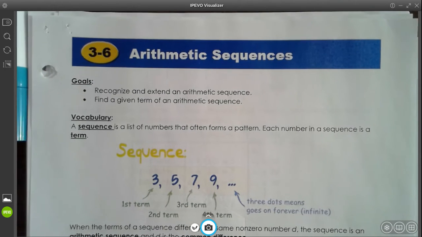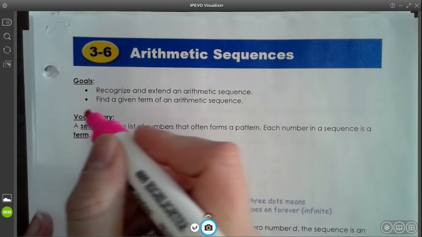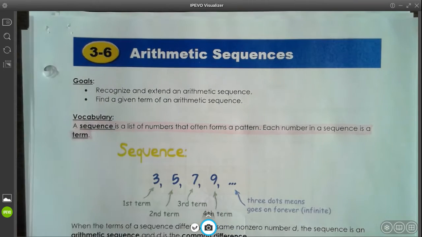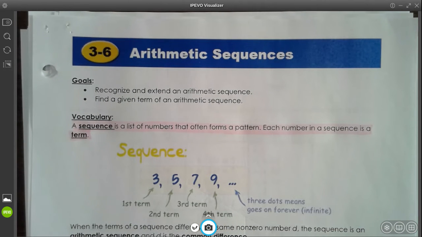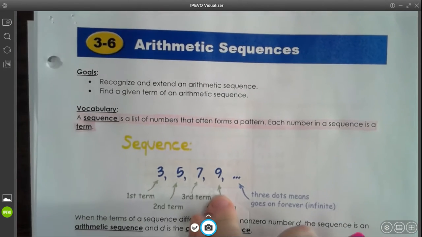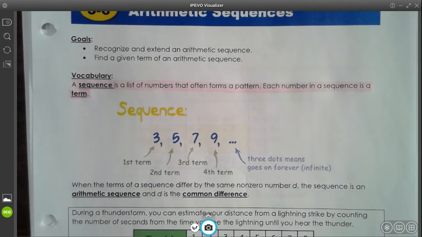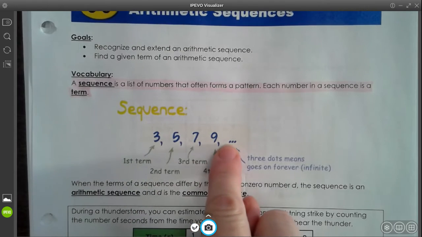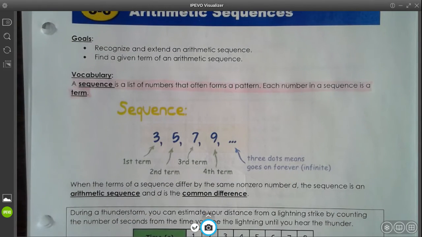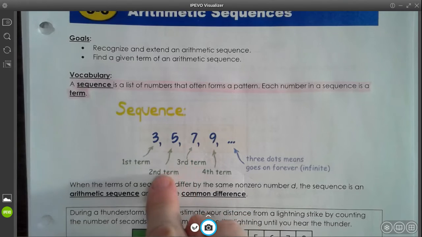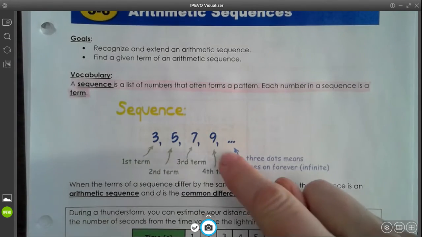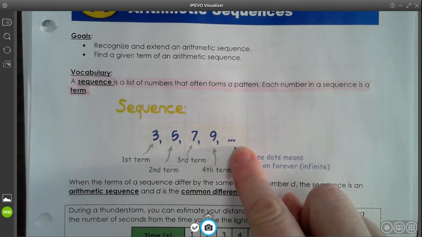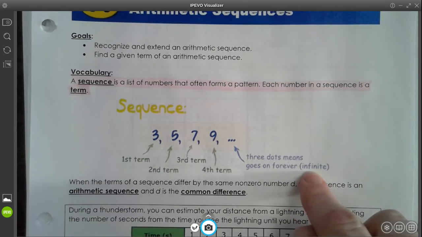Okay, so first of all, let's talk about the definition of a sequence. A sequence is a list of numbers that usually forms a pattern. Each number is a term. So in this sequence here, the numbers are 3, 5, 7, 9, and it continues. The first term is 3, the second term is 5, the third term is 7, fourth term is 9, etc. If you see dots, that means that the sequence goes on forever, or it's infinite.